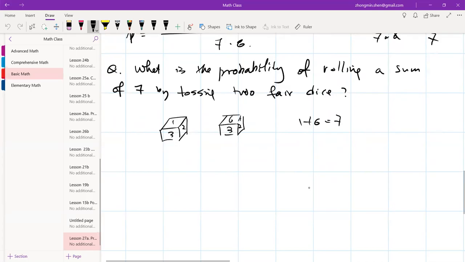Is there a question like this on the homework? I don't know.